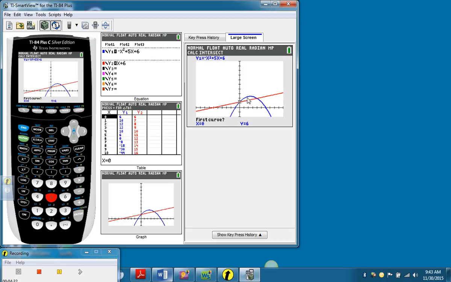And just like when we found the x-intercepts, the zeros, we have to give it a left bound and a right bound immediately around the intersection. We want to use the left arrow to move just to the left of the intersection. Okay? Move the left arrow, so I'm just to the left of one of the intersections. Hit enter. It now asks for a second curve.